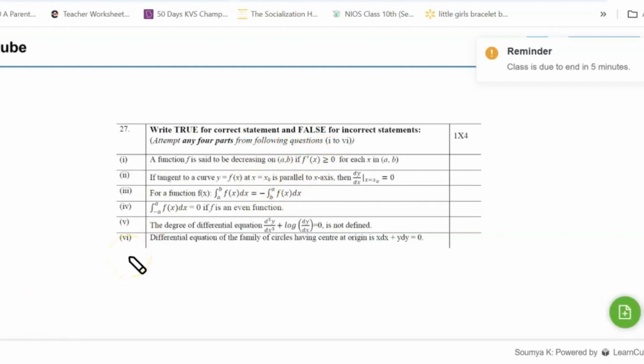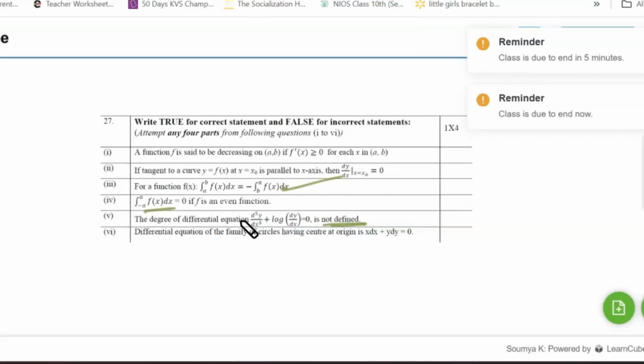Second one is, if the tangent to a curve at x equal to x0 is parallel to the x-axis, then dy by dx is equal to 0. That is true. Third one is a given function, a basic function. When the limits are changed, here you can see a to b is given, now it is b to a, so the sign changes. That's a given formula. Then the fourth question says integral from minus a to a of f of x dx is equal to 0 if f is an even function. So this statement is false. This statement is: degree of differential equation is not defined.